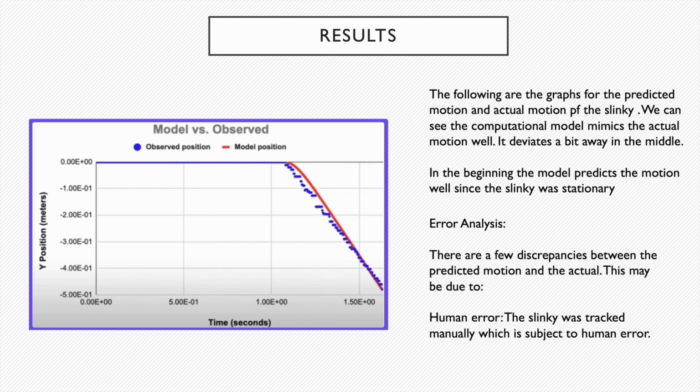The following are the graphs for the predicted motion and the actual motion of the slinky. We can see the computational model mimics the actual motion well. It deviates a bit away in the middle. In the beginning, the model predicts the motion well since the slinky was stationary and the Fnet was 0.